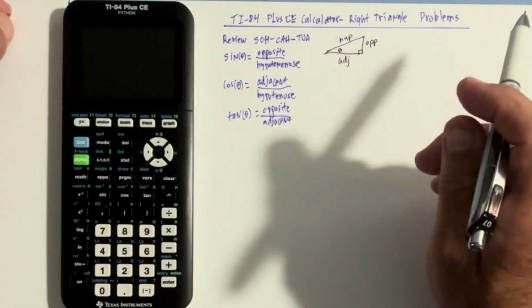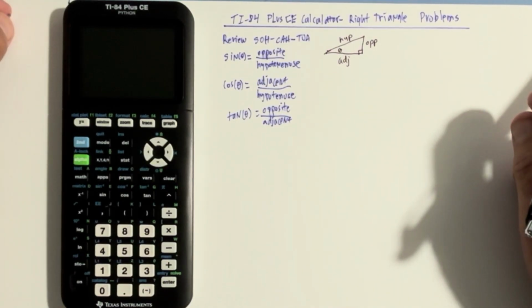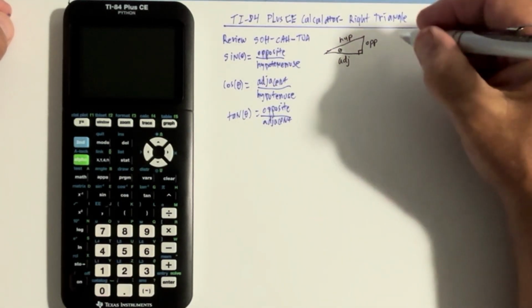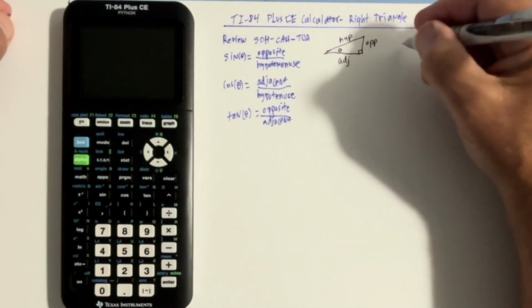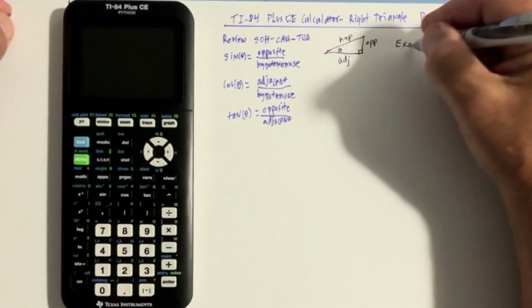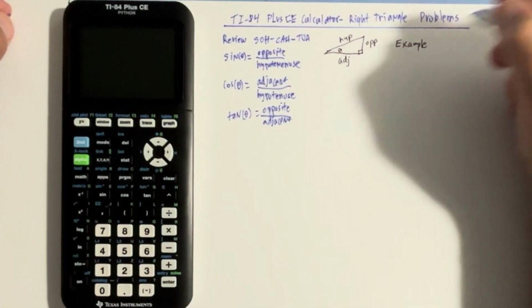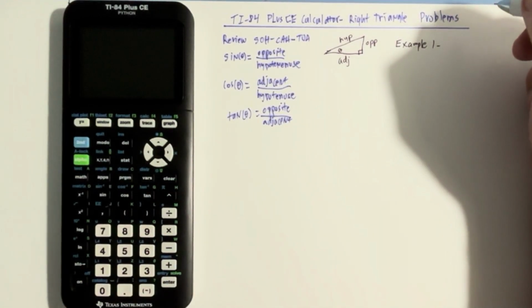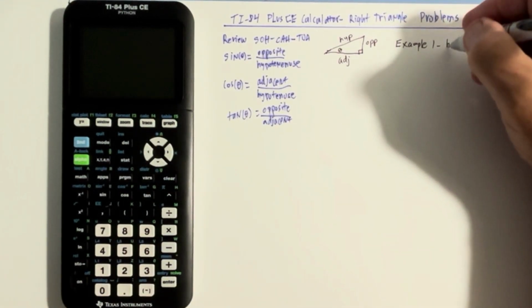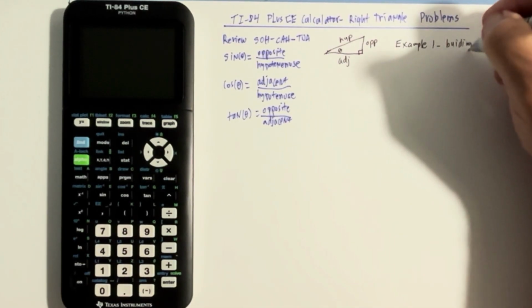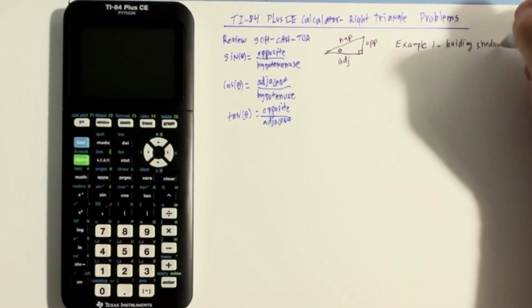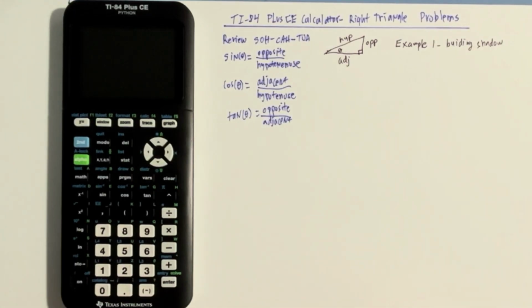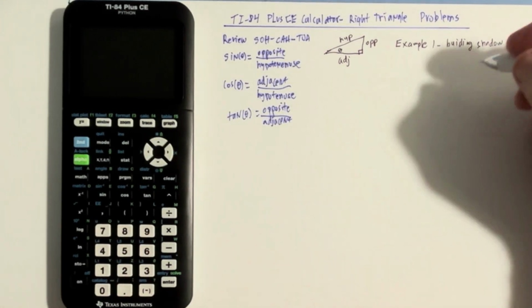So when we have a right angle problem, we're always trying to figure out what angle we're interested in. That's why we remember these, because they help us solve real world problems. For example 1, we're going to look at a building shadow. This is a very real problem, because you can calculate the height of a building just by knowing its shadow and the angle, which you can measure from the ground.